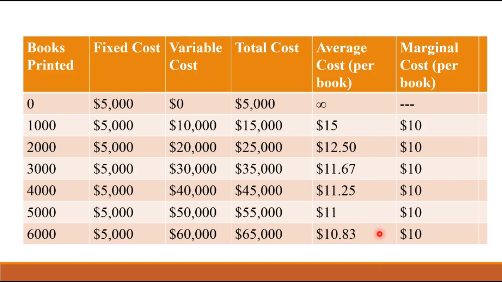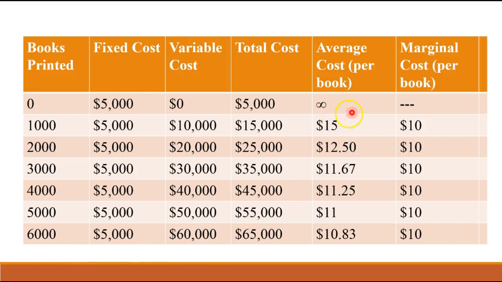That's happening, of course, not because the cost of producing an additional book is going down. We've seen that that's constant at $10. But obviously what's happening is that the fixed cost is now being divided by a larger and larger number of books printed. So if you go back to the previous slide and you just look at the definition of average fixed cost, that's just fixed cost divided by the quantity produced. So that number is getting smaller and smaller.